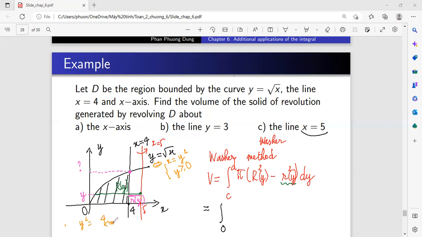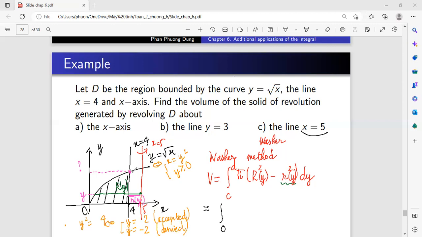From y squared equals 4, we obtain two roots. The first one is 2 and the second one is minus 2. But we just accept y equals 2 because you can see the condition here: y is greater than 0. And the other root is rejected.